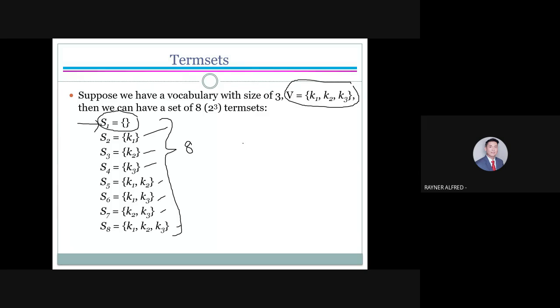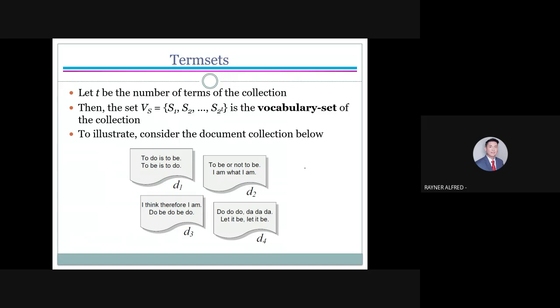Okay, so just imagine that if you have 10,000 unique words, you will have a total of 2 to the power of 10,000 term sets. So a very large number. Okay.